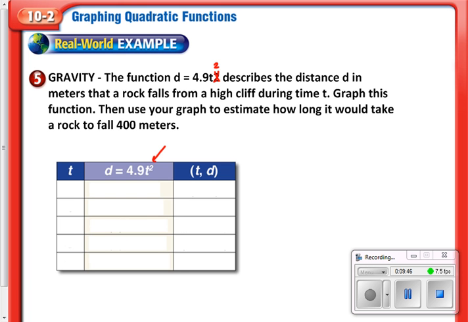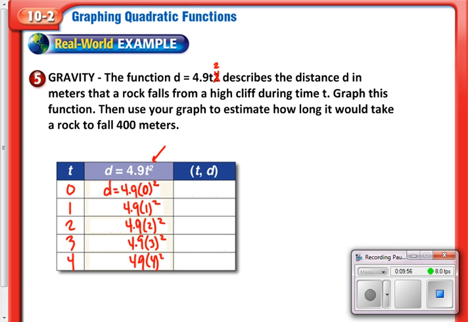You wouldn't have a negative time, so I wouldn't start with a negative time. Maybe start with 0, 1, 2, 3, and 4. Small numbers, easy to work with. Plug it into your equation. There's that table filled in. Do your computation.